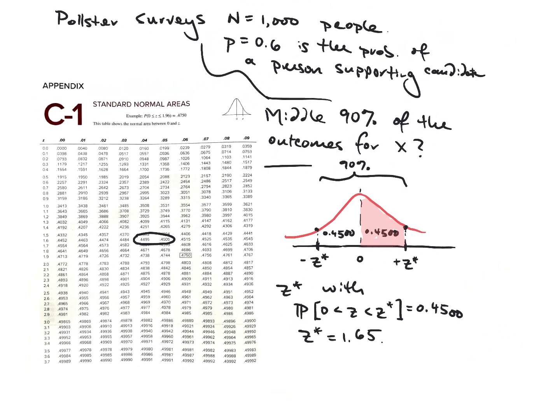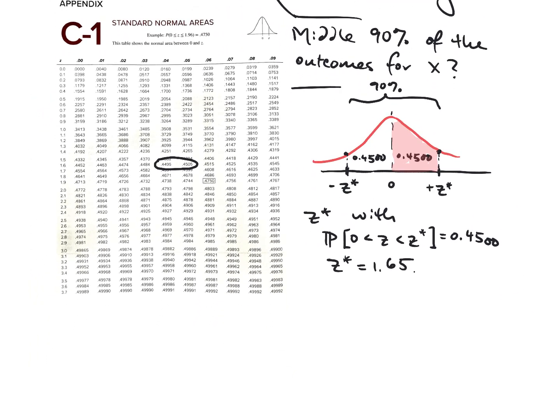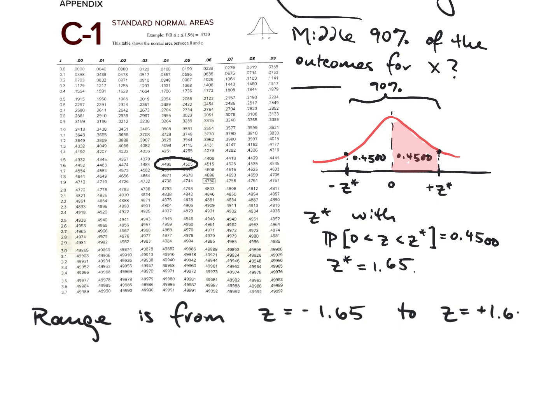So let's see. What we have is the range goes from the bottom end, z equals negative 1.65, to the upper end, z equals positive 1.65.